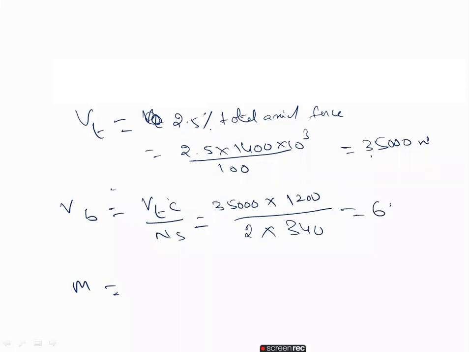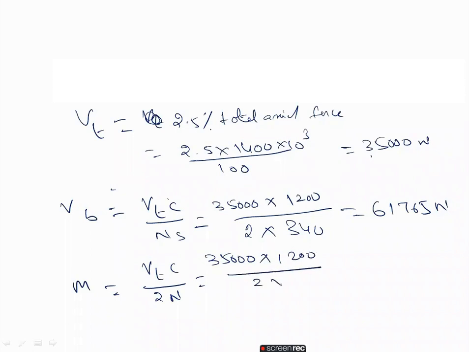So finally we'll get the answer 61,765 newtons. Next, the moment formula is VT into C by 2N. Here VT value is 35,000, C value is 1200, and 2 into N, since the parallel planes are only 2. You will get the answer 105,000,300 Newton mm.